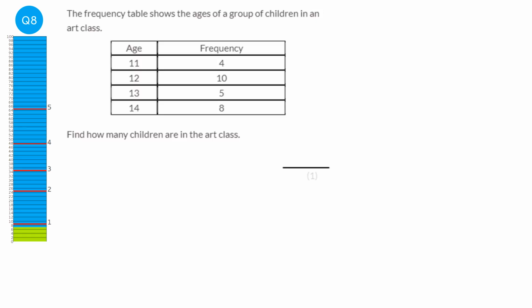So how a frequency table works is the frequency tells you how many are in each group. So we've got 11-year-olds here, and the frequency says there are 4 11-year-olds, there are 10 12-year-olds, 5 13-year-olds, and 8 14-year-olds. So to find out how many there are altogether, we're just going to do the 4 plus the 10 plus the 5 plus the 8, and that will equal 27. So there are 27 children altogether.